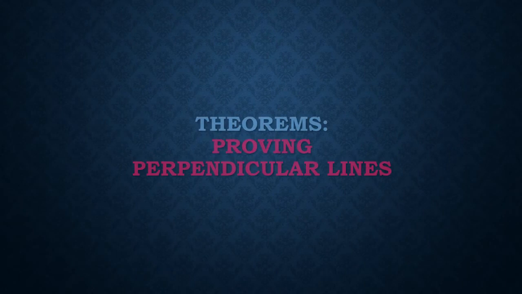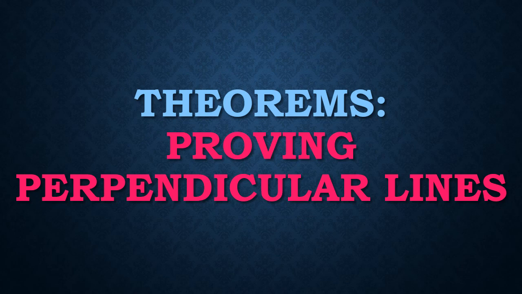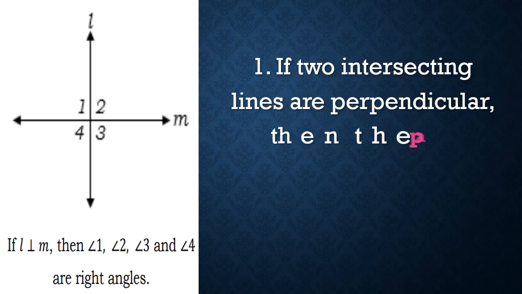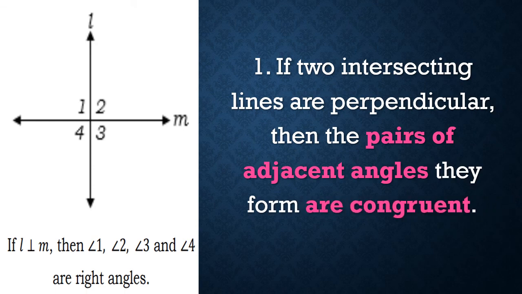Now, let us proceed with the theorems proving perpendicular lines. We have two theorems proving perpendicular lines. Number one, if two intersecting lines are perpendicular, then the pairs of adjacent angles they form are congruent. So in the left side, we have an illustration. If line L is perpendicular to line M, then angles 1, 2, 3, and 4 are all right angles. Okay? So these are all right angles.